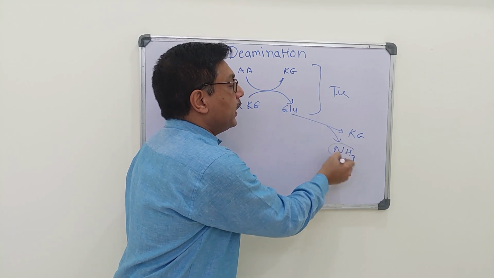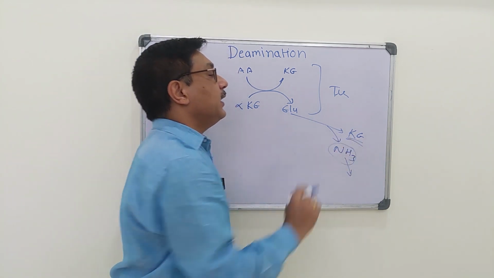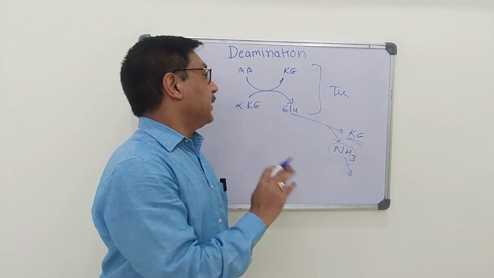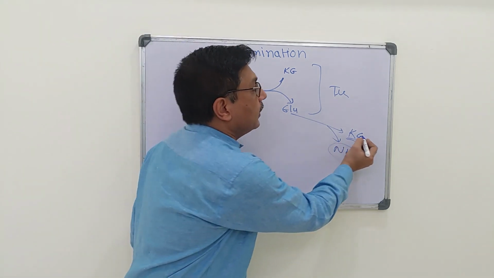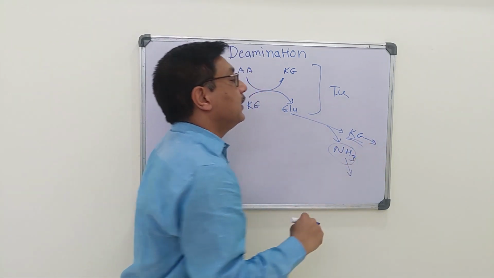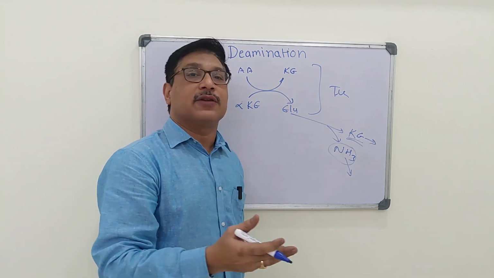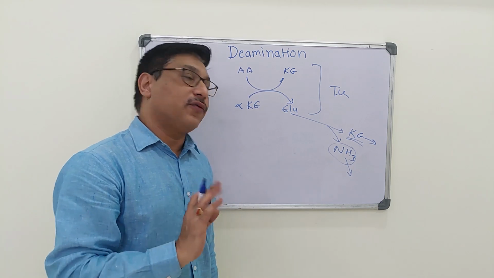When ammonia is removed, the carbon skeleton is present as respective alpha keto acid, and this keto acid is used for energy generation or it is transferred to form sugar or fats.